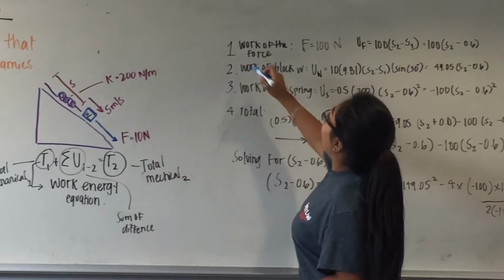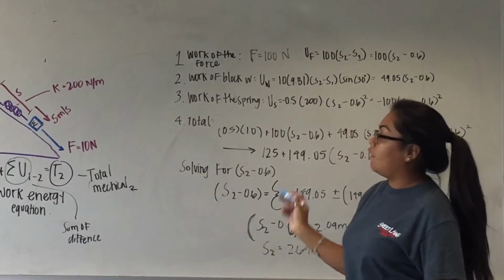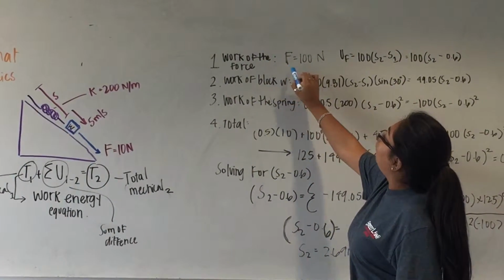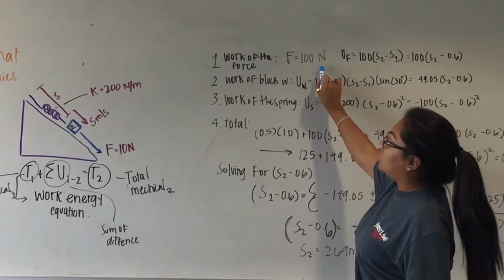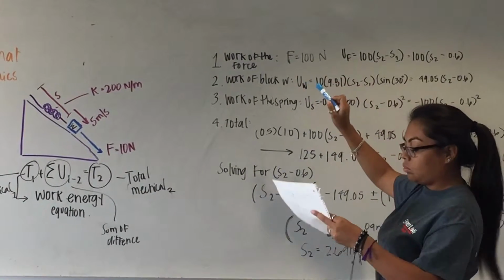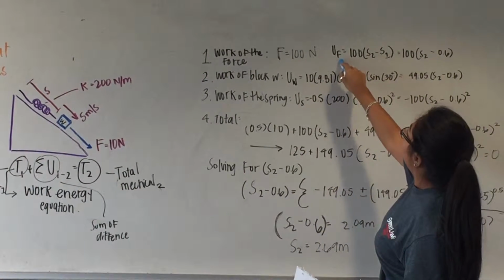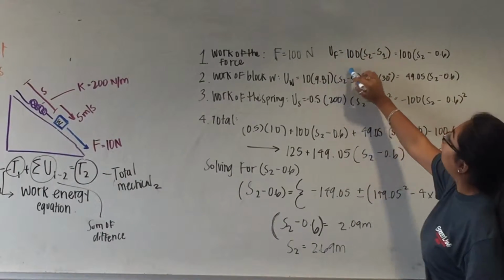So here we have our 4 major components of the inclined plane. We have the work of the force, which is basically the gravity pulling down, and that's F equals 100 newtons. And then the UF equals 100. This is the equation we're going to use to solve the result now.